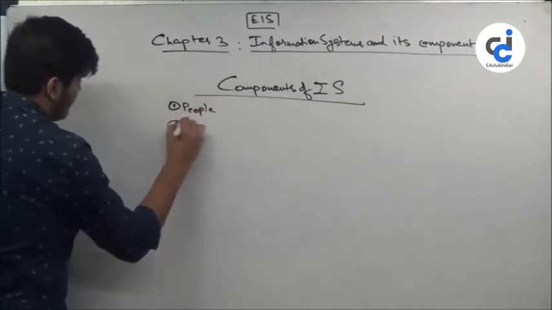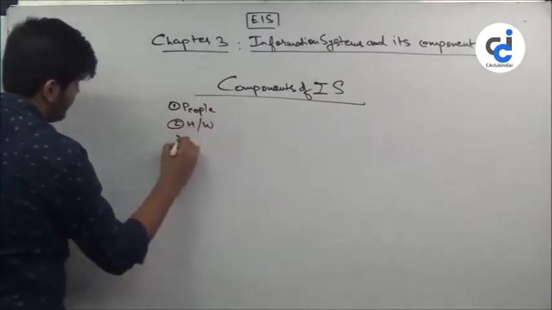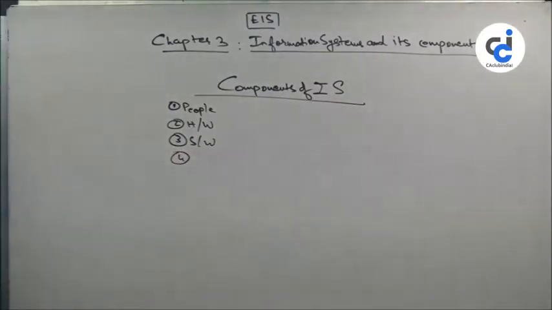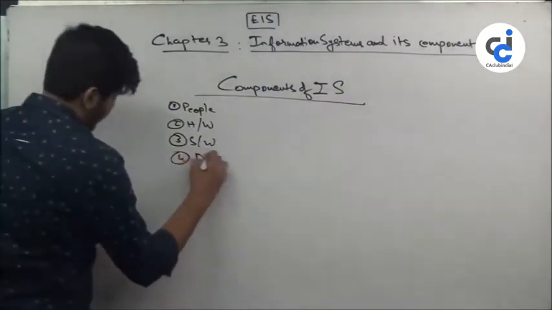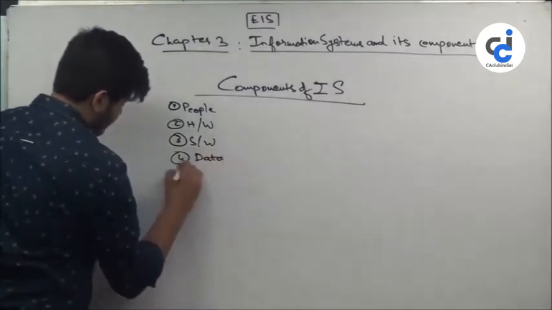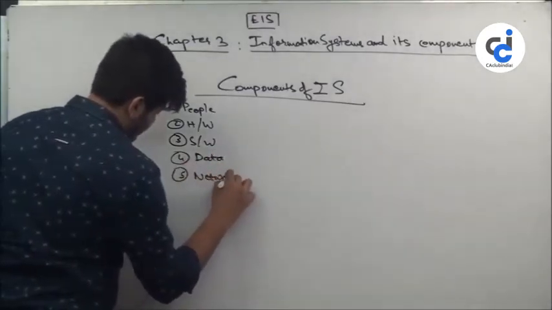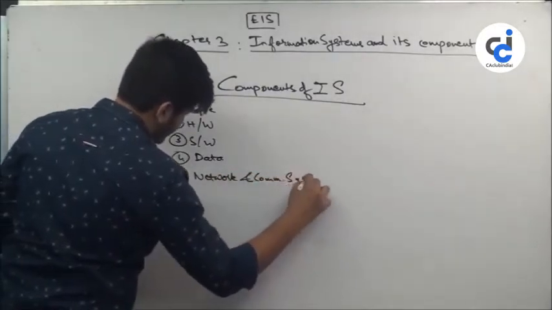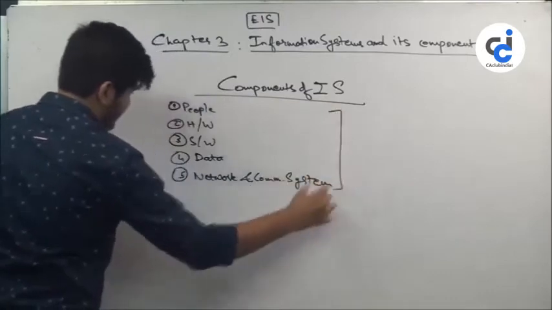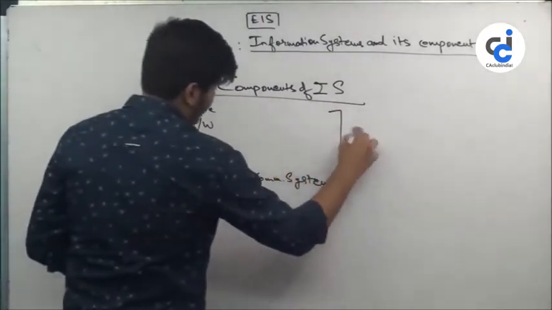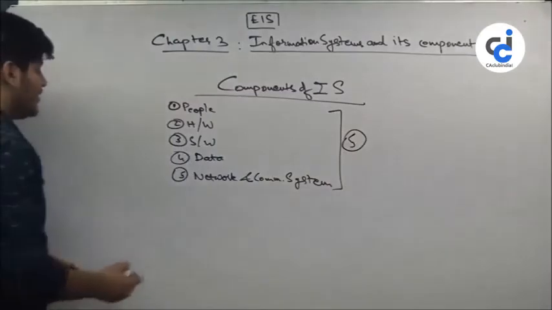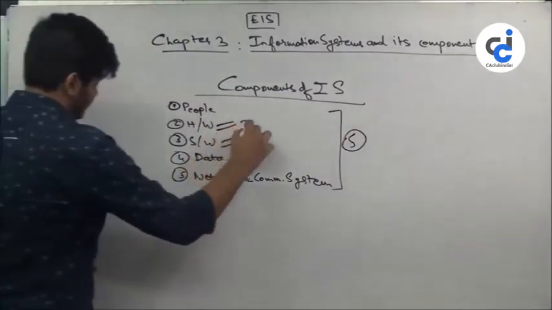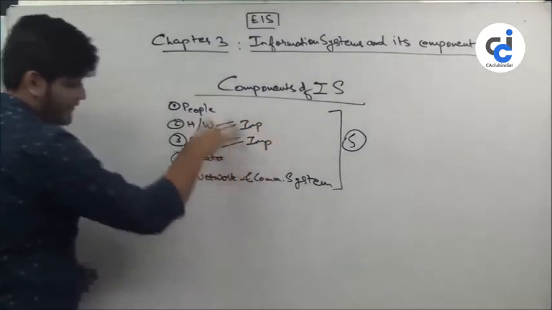People, hardware, software, data, network and communication system. So we have 5 major components, under which hardware and software are the most important because they have further segregations.